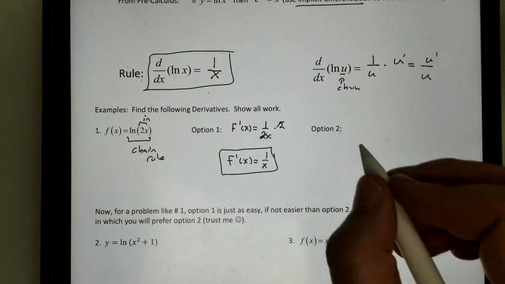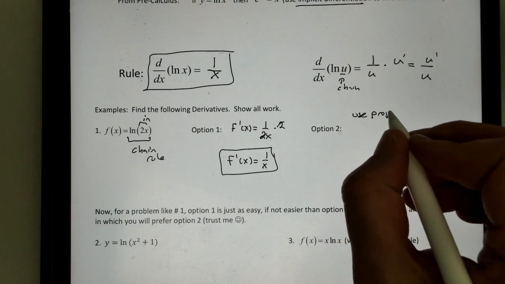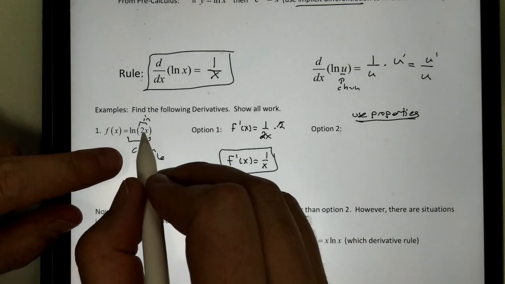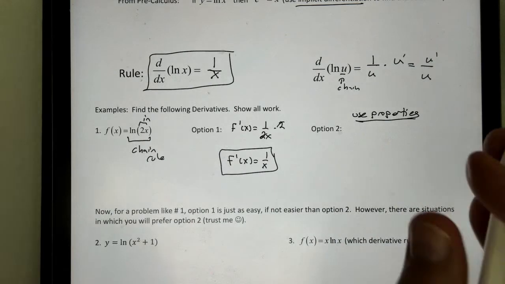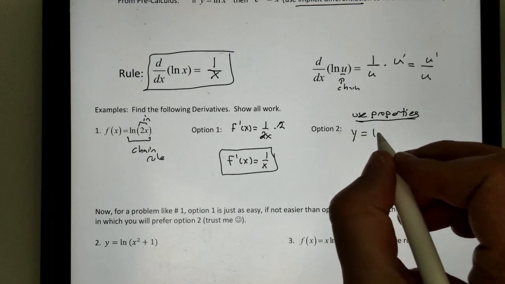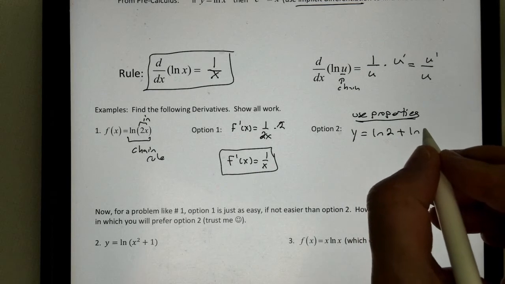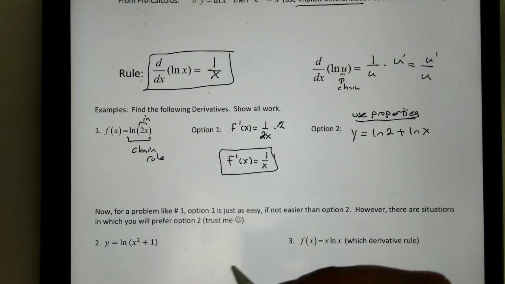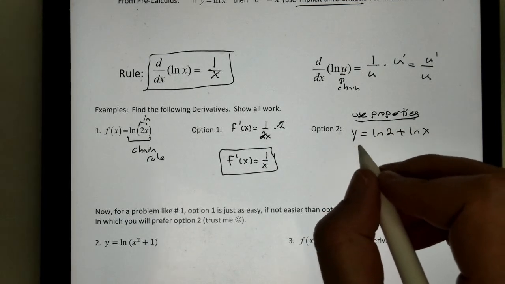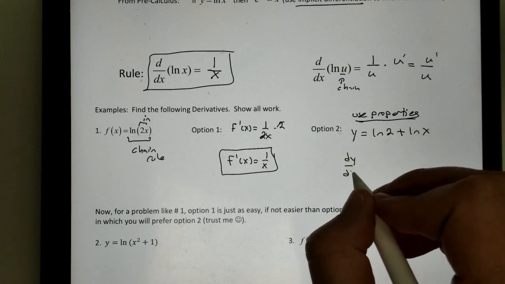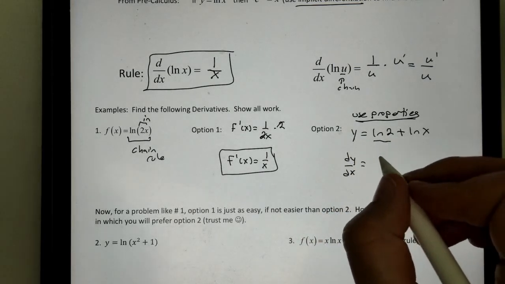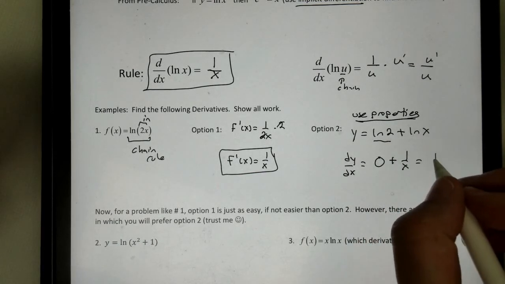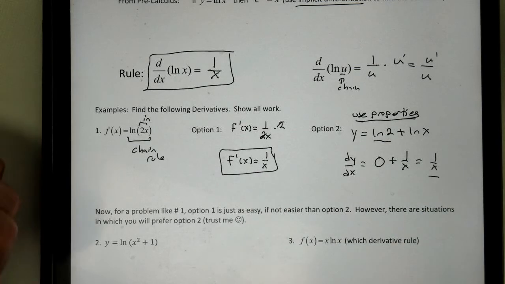Now, another way we can do it is we can use our properties. That's right, this is why we have log properties. My log property here says if I'm multiplying, I can rewrite this as addition. So I can write this as the natural log of 2 plus the natural log of x. Now you might be thinking to yourself, why would you want to do this? There are going to be some cases, we'll talk about later on, where this would make it much easier for us. When we take the derivative, dy dx, the first one, this is just a constant. Its derivative is just going to become 0. But here we go, this just becomes 1 over x, which is what we had over here. So we do get the same exact answer.